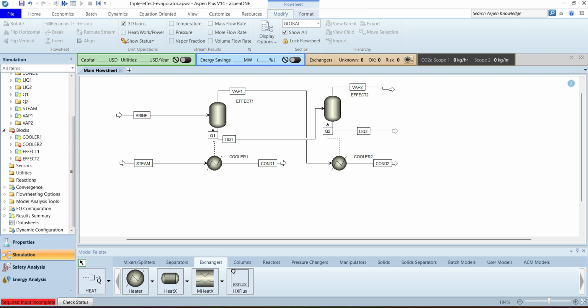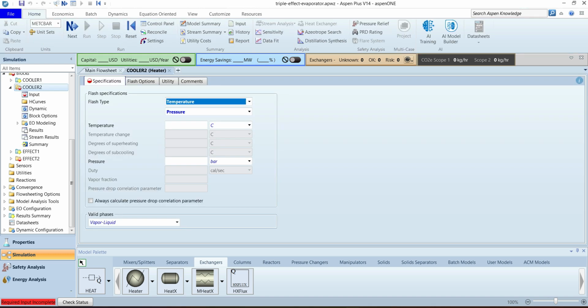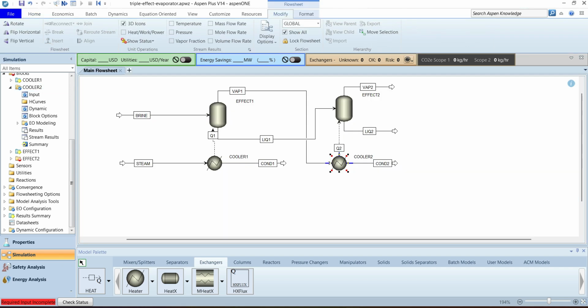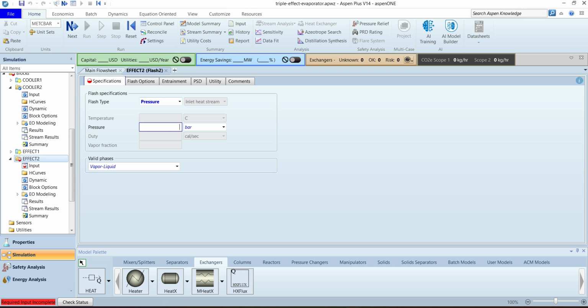For alignment, we can select these two units, press Ctrl B to align the two blocks. Let's define the specification of the cooler block. Similar to the first one, we can say that there is no pressure drop over here, and since vapors are fully condensed, we can define the vapor fraction of 0 at the discharge of the cooler block. Similarly, for the second effect, let's define that there is no pressure drop, and we are done with the specification. Let's run the simulation.